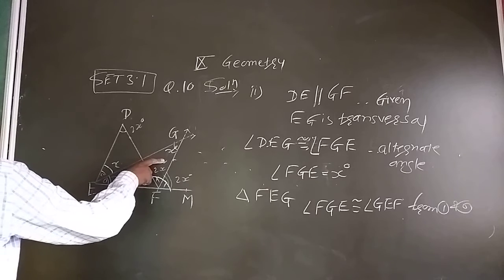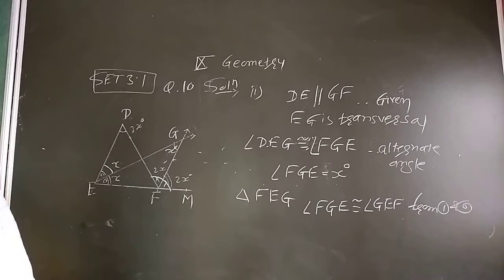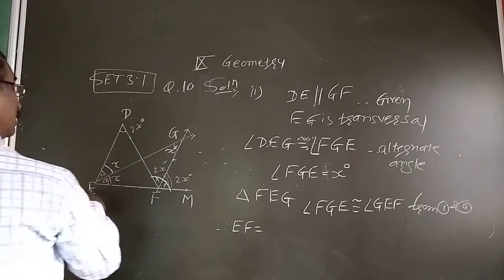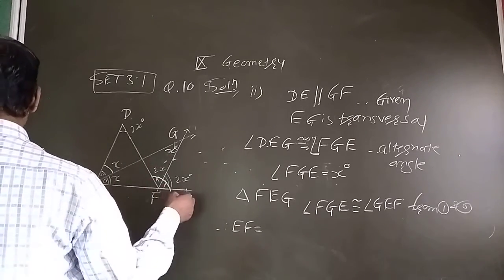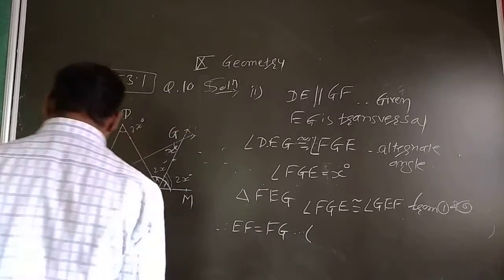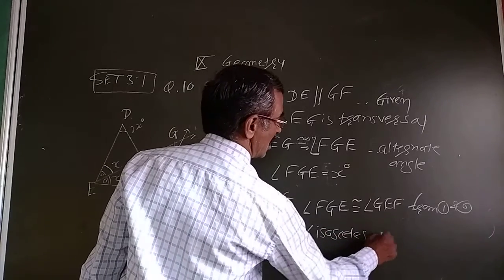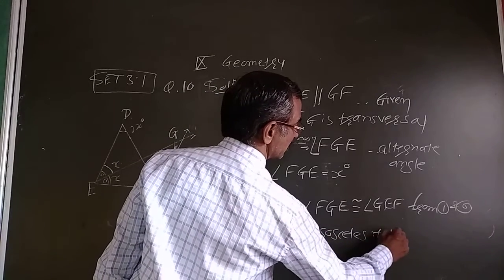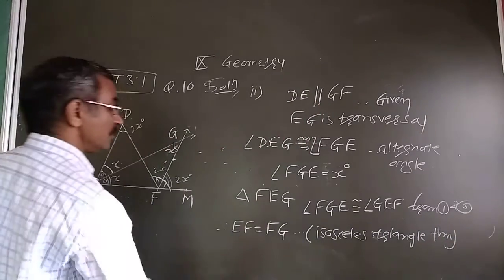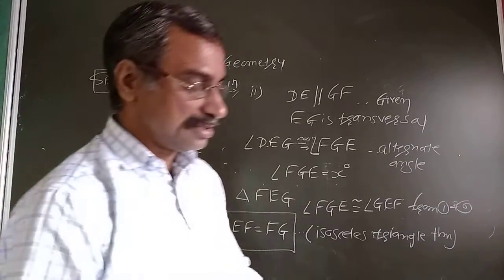In an isosceles triangle, if the two angles are congruent, then their opposite sides are also congruent. Therefore, side EF is equal to side FG, because of the isosceles triangle theorem. So we proved the second also. So we solved the total exercise. Thank you.